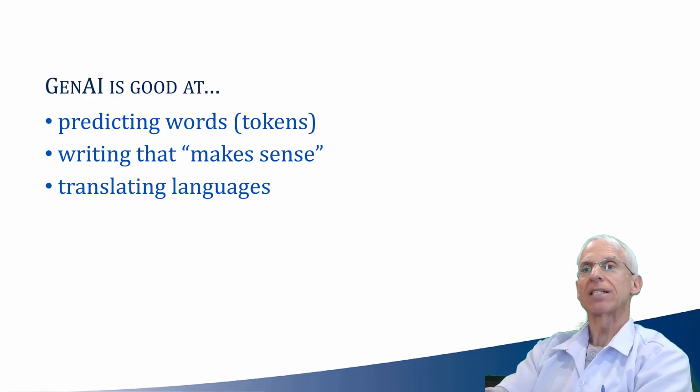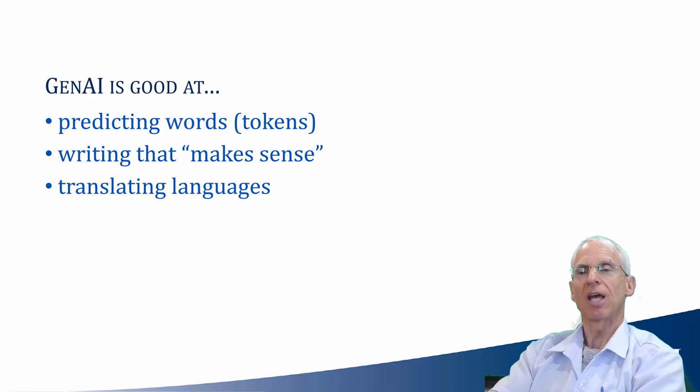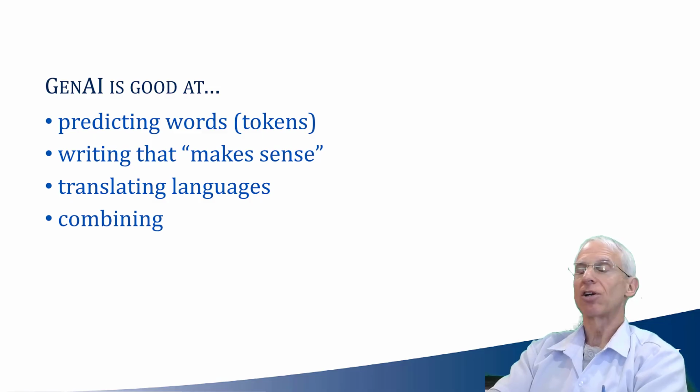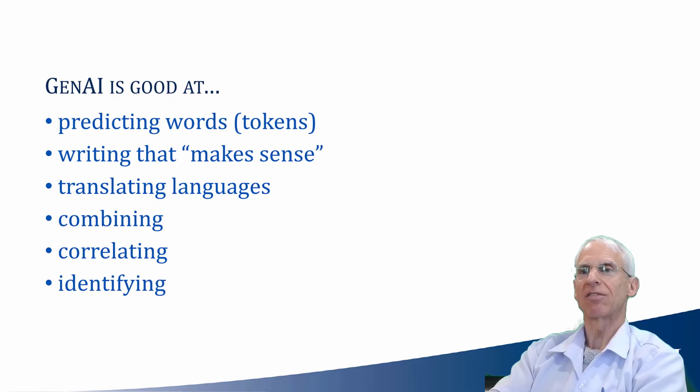They're very good at translating languages. This was one of the first uses of AI models, to translate between languages and recognize complex structures in different languages. They're good at combining things. They can take information from a lot of different sources and combine it into summary documents. They're good at correlating things, finding things that relate one to another. They're very good at identifying things.